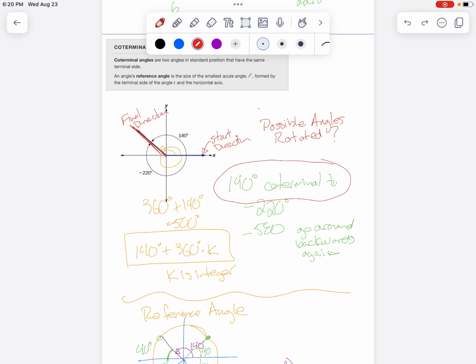And so there are infinitely many of these. You could rotate 5 times around and then that 140 and end up at some degree. Or you could go backwards. Maybe it's 140 minus 360. Minus 360 gives you some value.